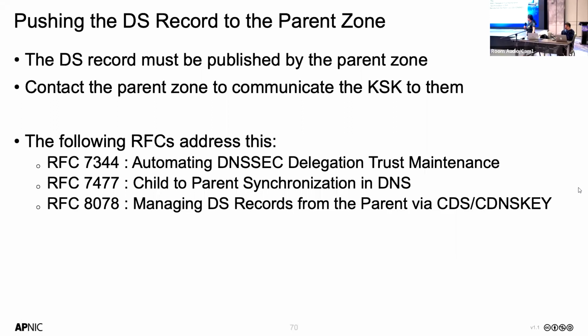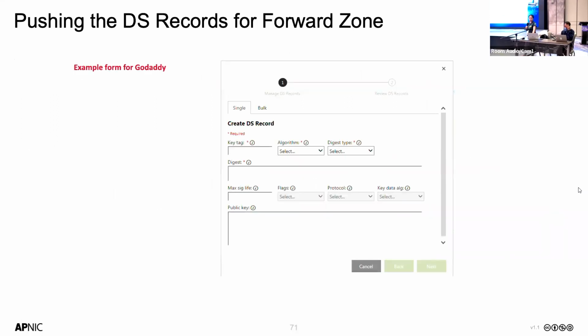So as an example, here we have pushing DS records for a forward zone for one of the hosting providers. Okay, so you have to provide all the fields: the key tag, the algorithm, the digest type, etc.